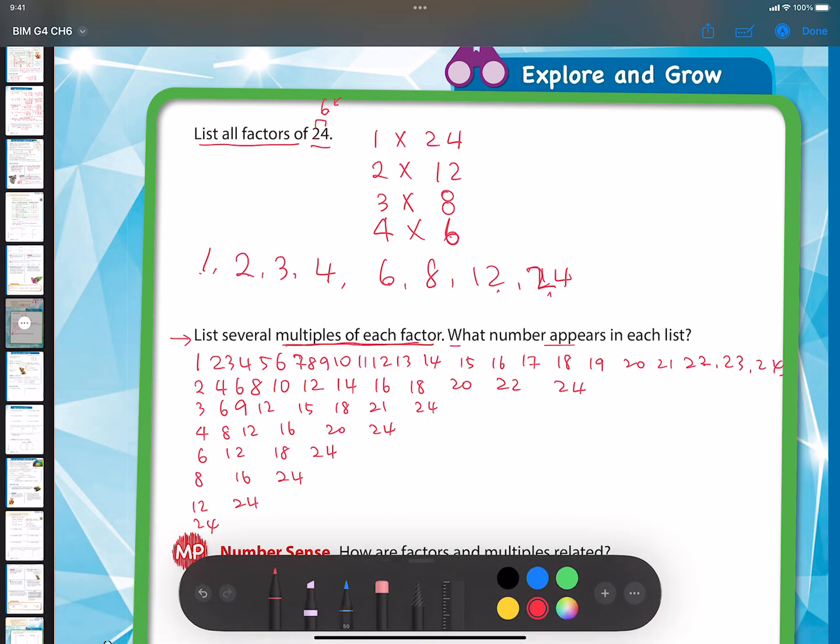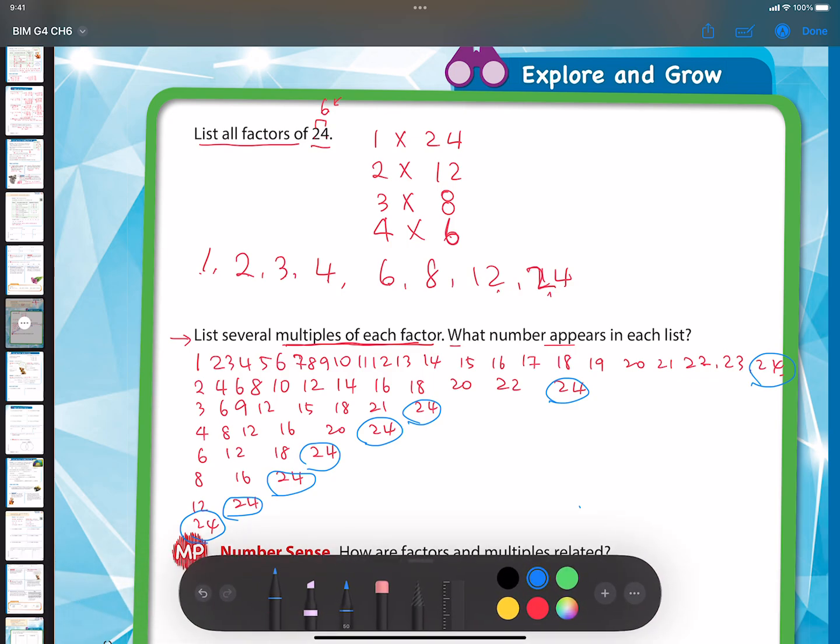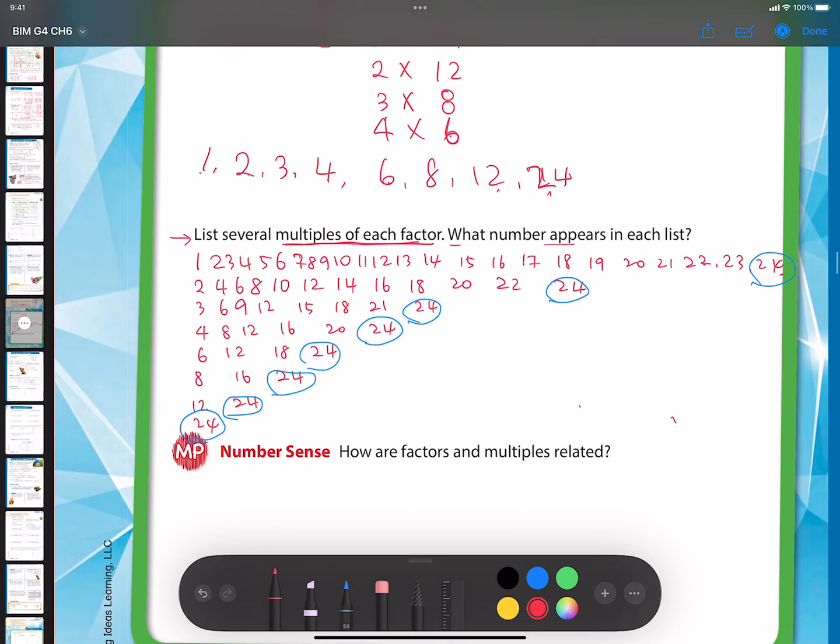And what number appears in each list? We'll see. Here, of course, this is 24. And this one has 24, 24, 24, 24, 24, 24, and 24. Okay, so 24 appears in each list. Okay, and now let's move on.